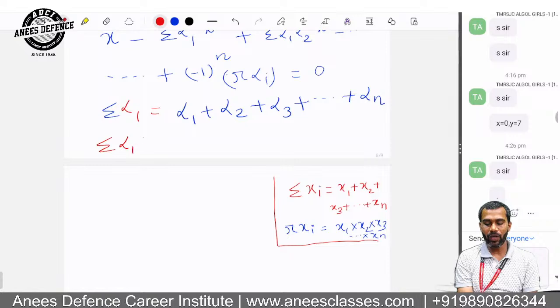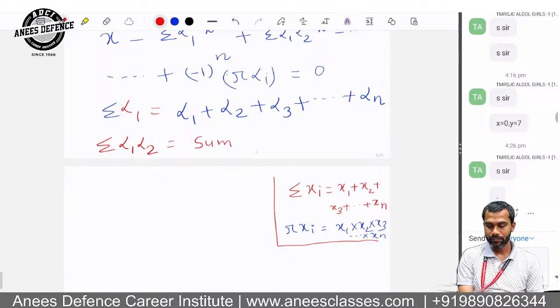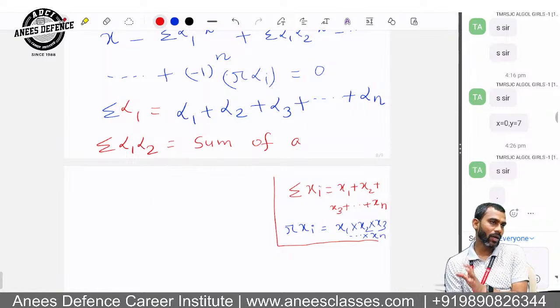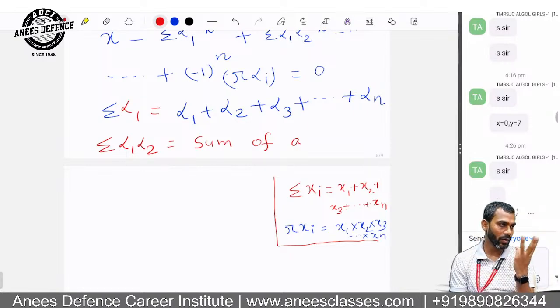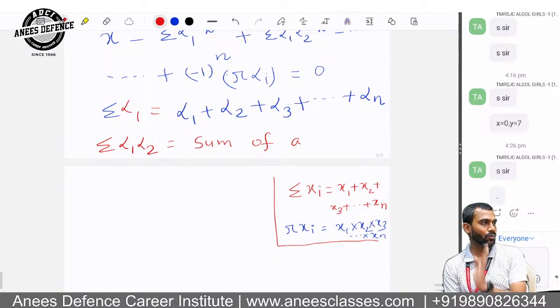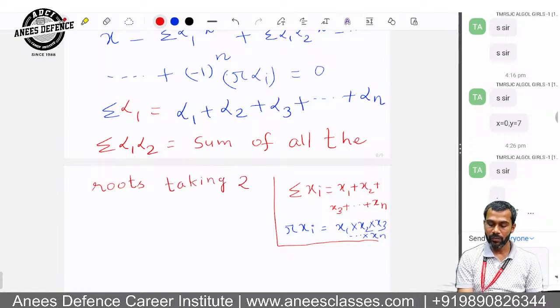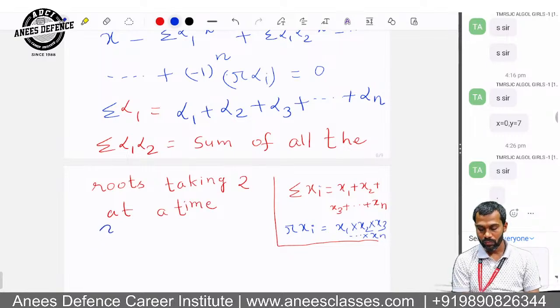Now what is the meaning of summation alpha 1 alpha 2? I need to write in words: sum of all the roots taking 2 at a time. Suppose I have alpha, beta, gamma, so 3C2. What is 3C2? 3 combinations, so 3 possibilities: alpha 1 alpha 2, alpha 2 alpha 3, and alpha 1 alpha 3. Sum of all the roots taking 2 at a time. I hope it is clear, we'll take some examples and you'll understand.